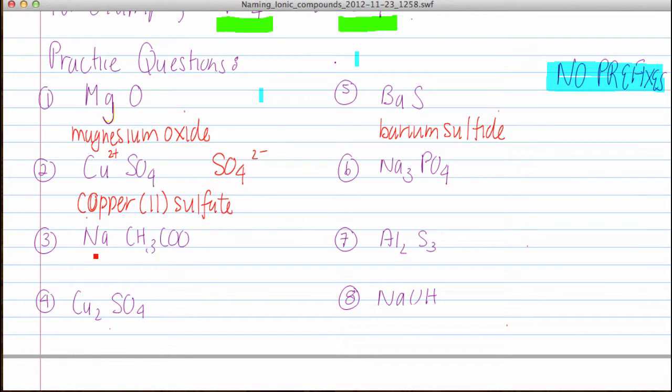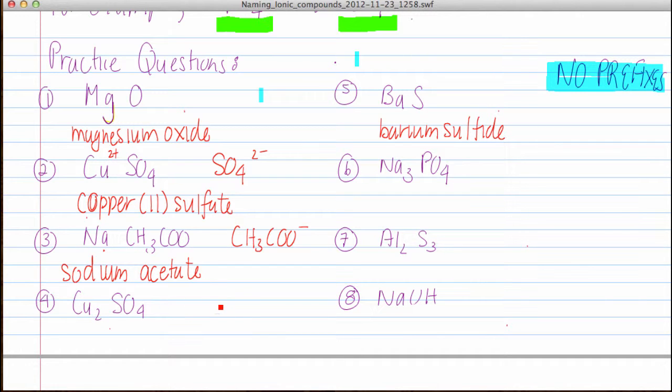Next example we have here is NaCH3COO, and CH3COO is actually on your polyatomic ion sheet as well, and its name is acetate. And then we name the metal first, which is sodium, which is with an S, not an N. Sorry, I'm just going to correct that little mistake. So sodium.